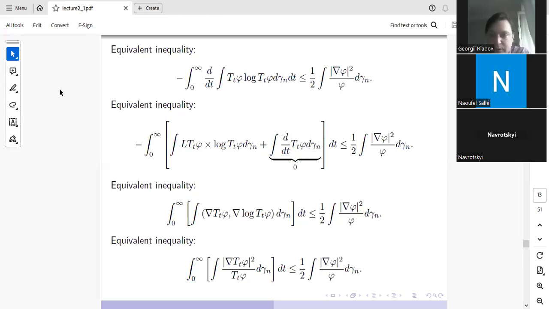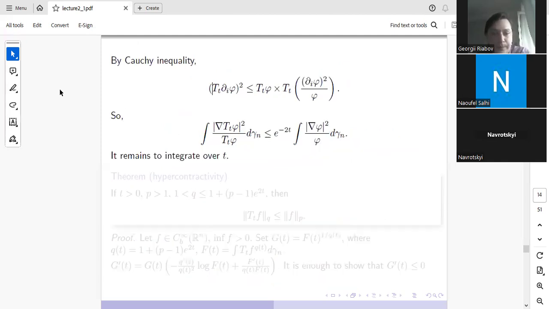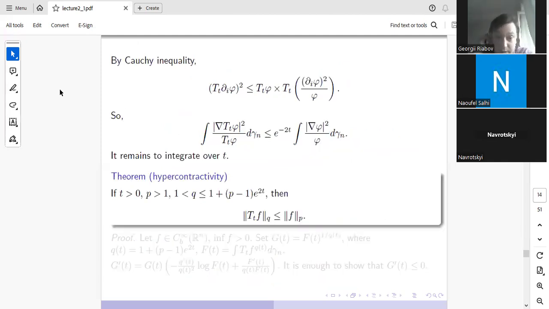Okay, so this is the logarithmic Sobolev inequality, and it has a number of consequences. One of them is hypercontractivity. Here t is positive and fixed, p is greater than 1, and q is greater than 1 and less than 1 plus (p minus 1) e to the power 2t.